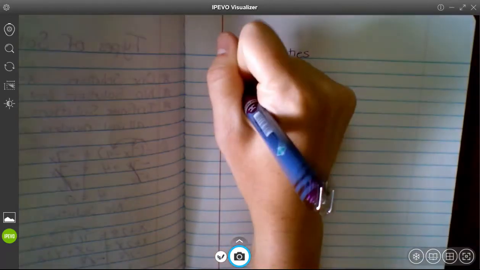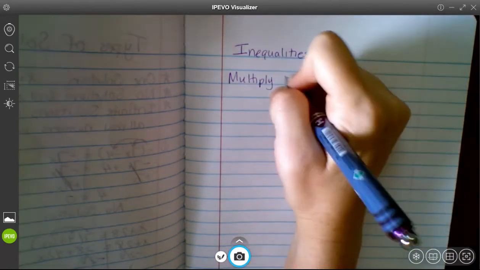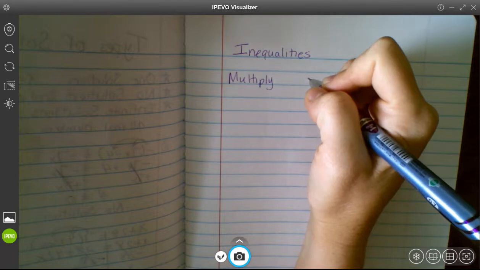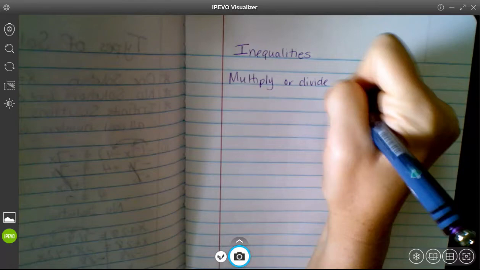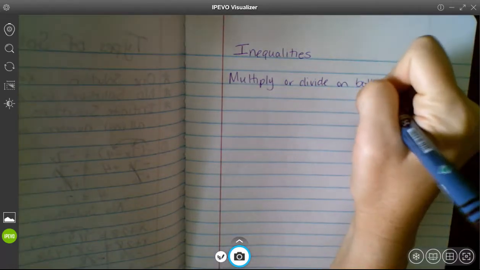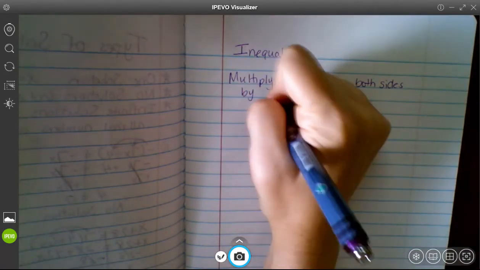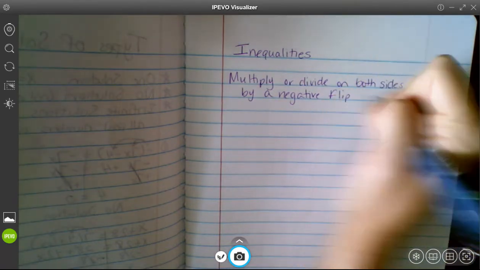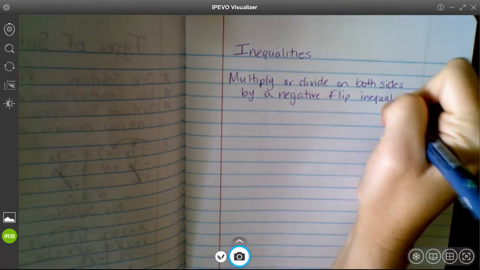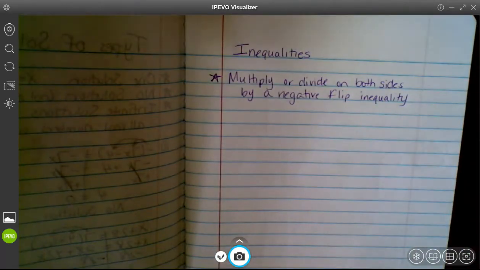So if we multiply or divide on both sides by a negative, then we are going to flip the inequality. Okay, so that's super duper important. We have to remember that, because if we don't flip it, we're going to get the wrong answer.